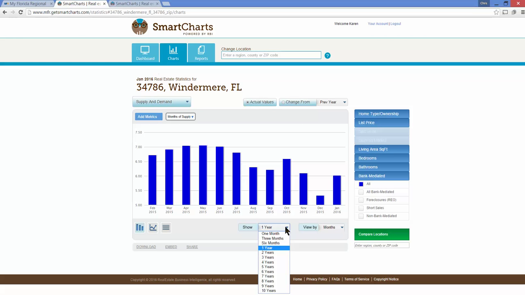I can show anywhere between 1 month and 10 years of data, group by months or by quarters, filter out by price ranges and home types and sizes of properties and square footage, do a geo compare to compare different regions, download this chart, embed this chart into my web page, or share this chart through social media, email, or printing.